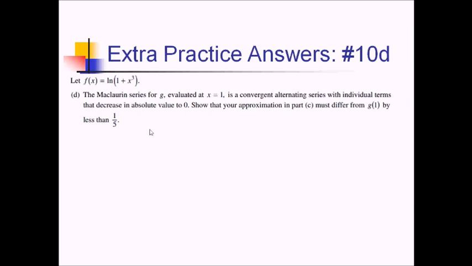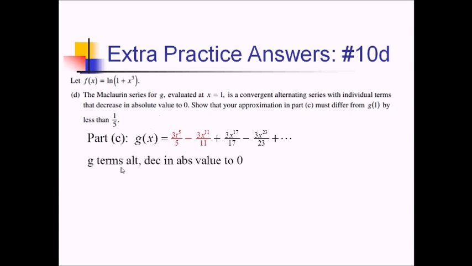So let me rewrite our series g from part C. So there it is again. And I've highlighted in red the first two terms because that's what we used to get our approximation in part C. Now, the alternating series error bound: since g is alternating and decreasing in absolute value to 0, the conclusion from this is that the error obtained from however many terms we've used is going to be bounded, is going to be less than the absolute value of the next term. This is the alternating series error bound.